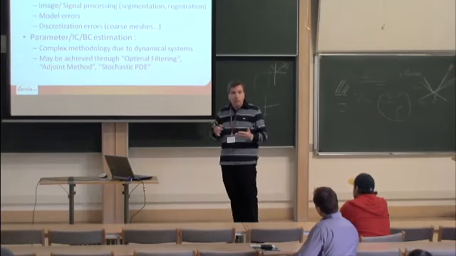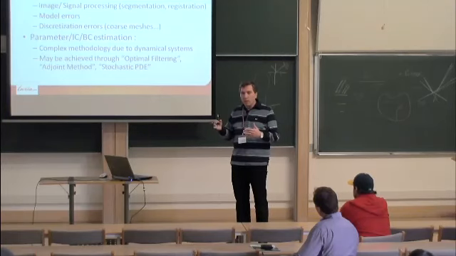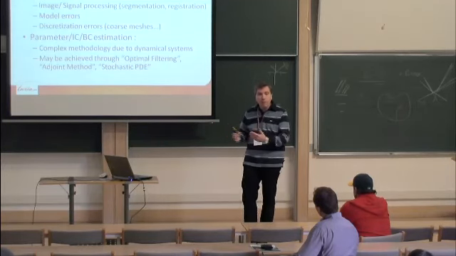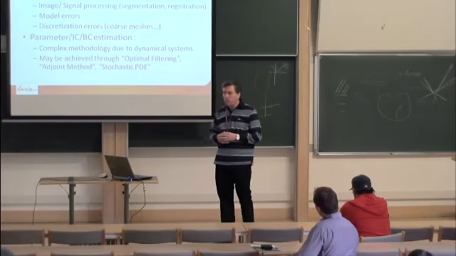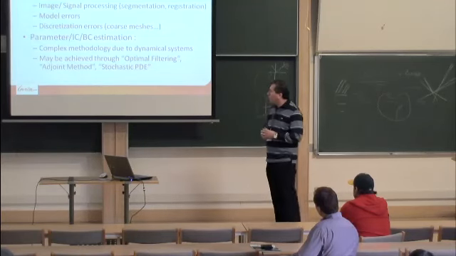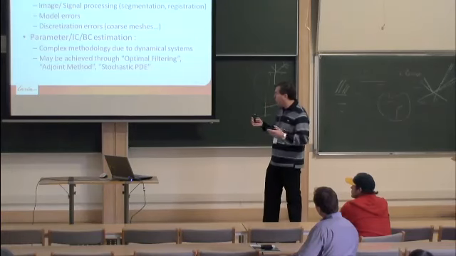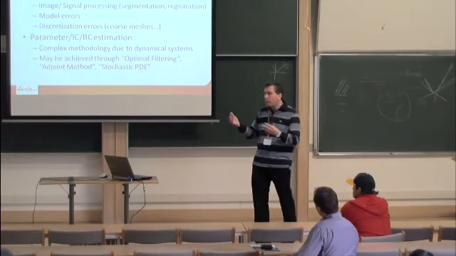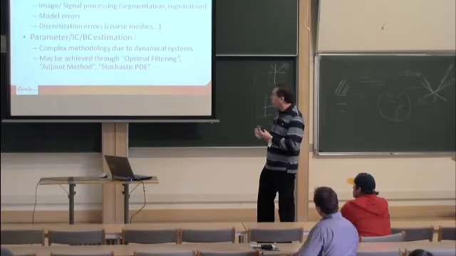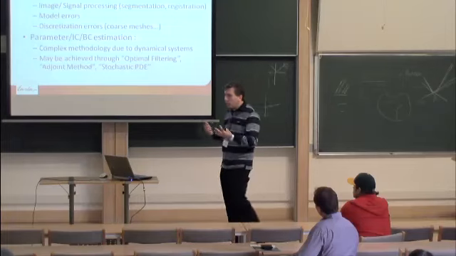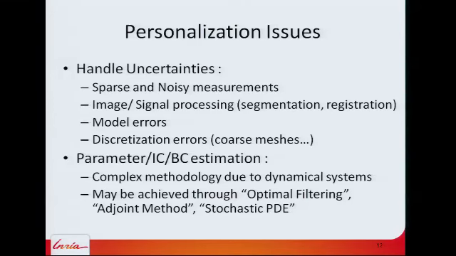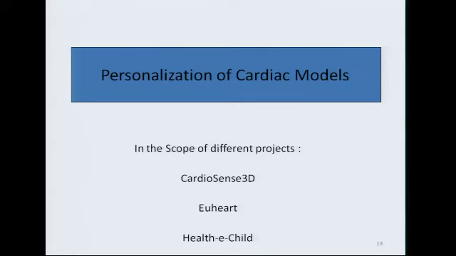In terms of methodology, we are dealing here in most of the cases with dynamic systems. So estimating parameters with a dynamic system is not a simple issue. And you must use tools that have been developed in the context of filtering or control, optimal control. For instance, you can use optimal filtering or Kalman filtering. You can also use variational methods such as the adjoint method or stochastic PDEs. So these are some of the tools that may be used, and I will illustrate some of those in my lecture. So now I've just given you some broad general scope of this work.